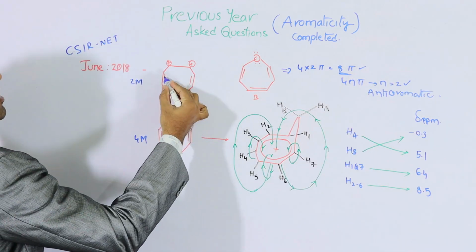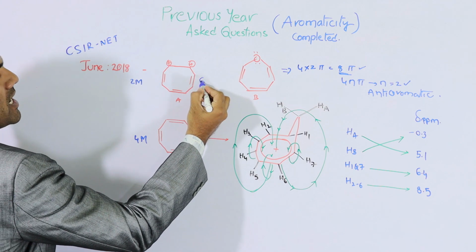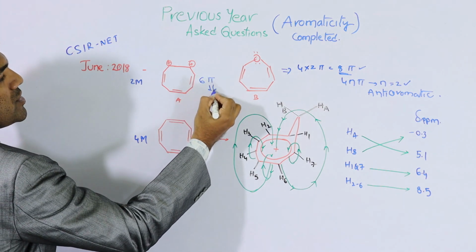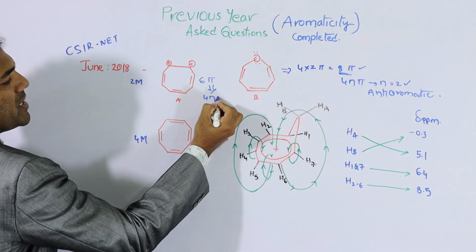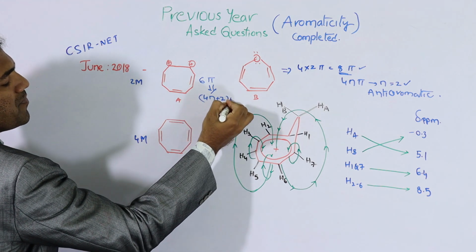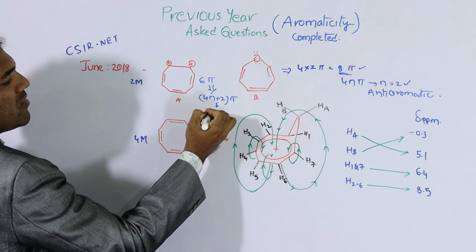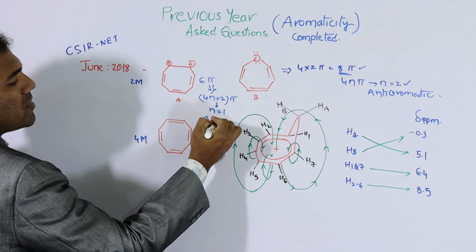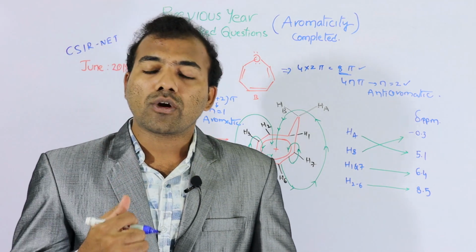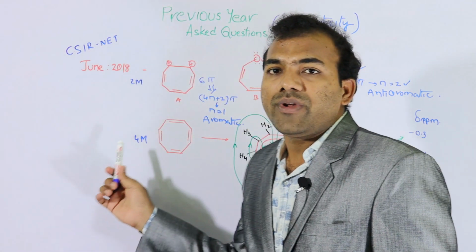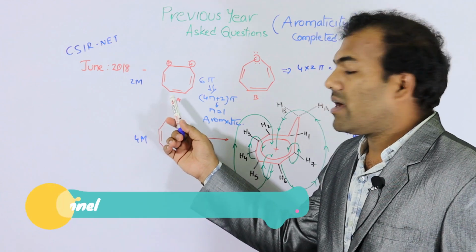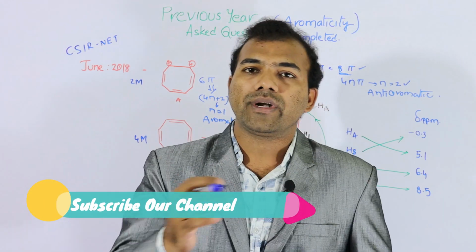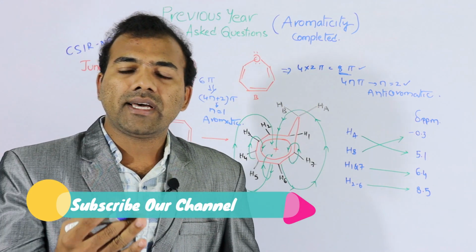In the first example, there are 6 pi electrons involved in the delocalization of pi electrons. So it satisfies the 4n plus 2 pi electron rule, where n equals 1, and it is an aromatic compound. From this idea, we can conclude that compound A is an aromatic compound and compound B is an anti-aromatic compound. I hope you understand. So let us go to another example.